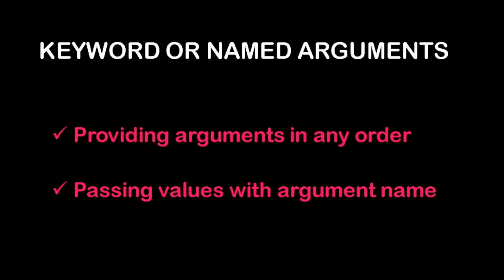Then the third type is the keyword or the named argument, and here in this type it will not follow the position, it will not see to the order, or it will not take the default value. You can give the argument in any order and passing the value with argument name. That is very important here. Each and every time you have to specify the name of the argument. So you are going to call the function with the argument name with the value.